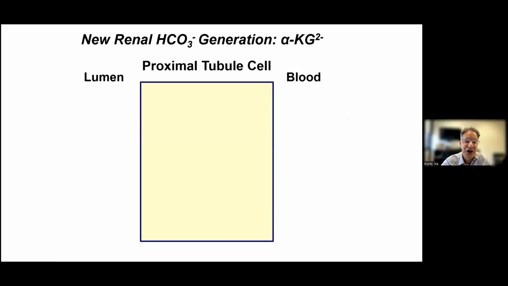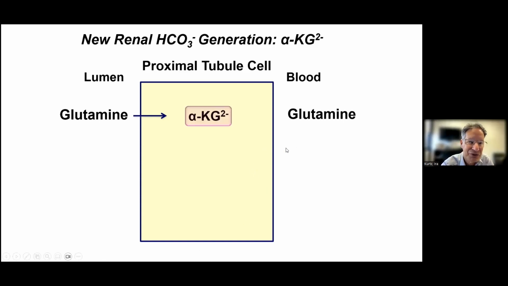So then the next obvious question is, how does the kidney generate new bicarbonate? And again, it's the proximal tubule in part, but not only. And it does so from this amino acid that I'm sure you've heard of called glutamine. And glutamine comes in across transporters on the apical membrane. There are also basolateral transporters too, but mainly apical.